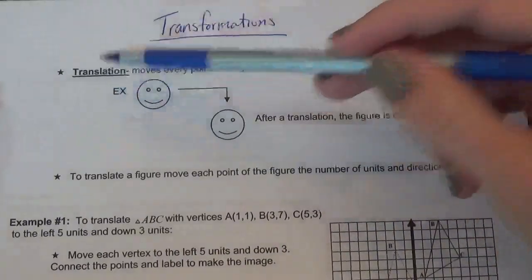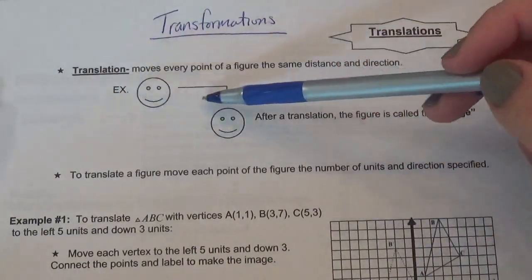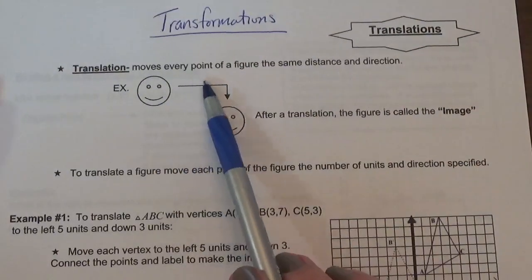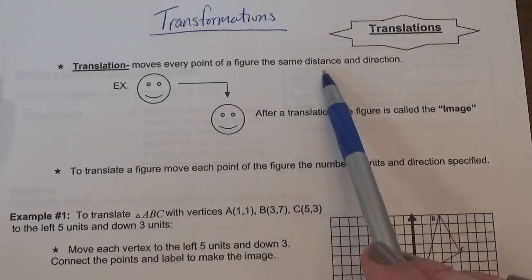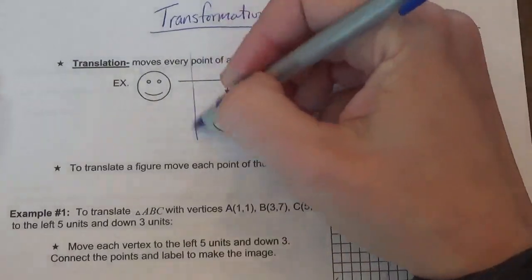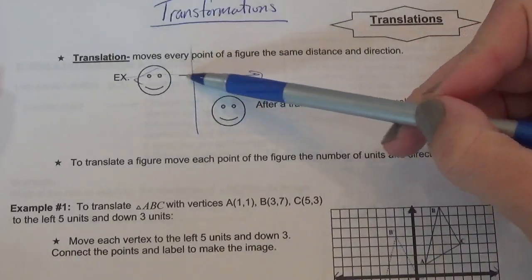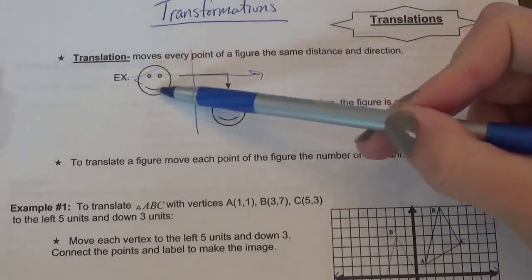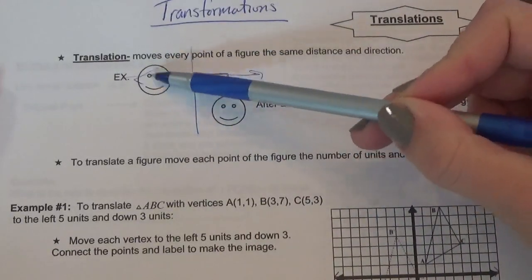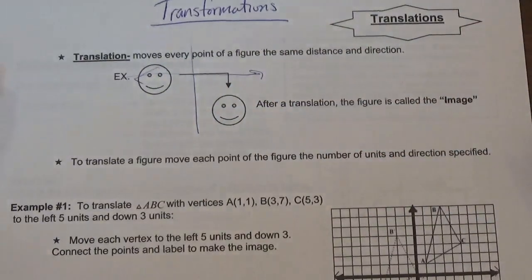So first thing is, what is a translation? A translation is going to move every point of a figure the same distance and direction. So if this was our first figure, let's say on a coordinate plane, you would say move it to the right and down. So it would stay in the same orientation, so still look like a smiley face. It would just be moved somewhere else.